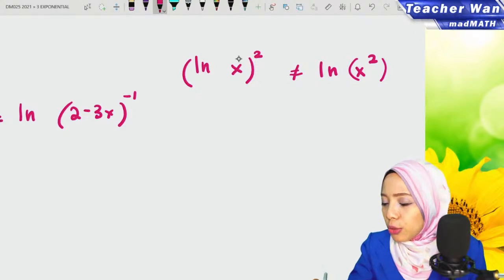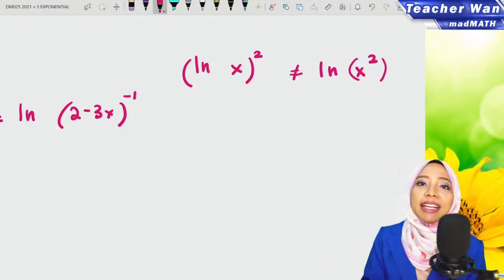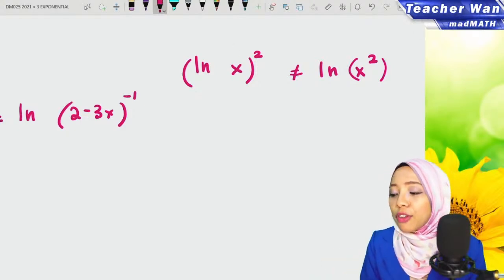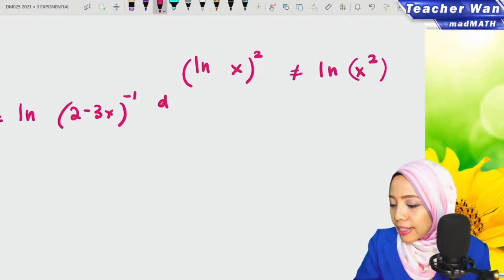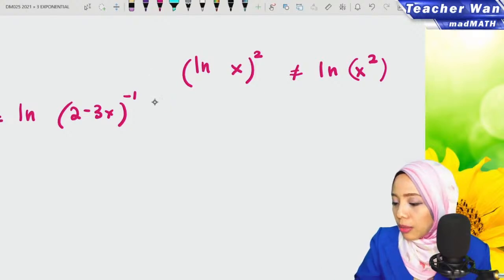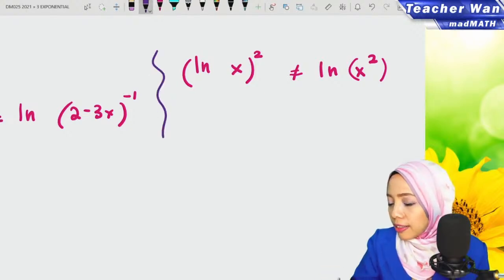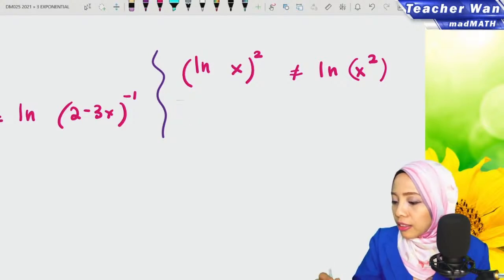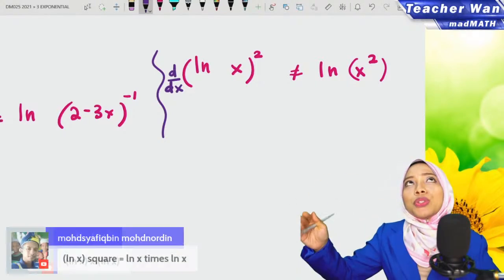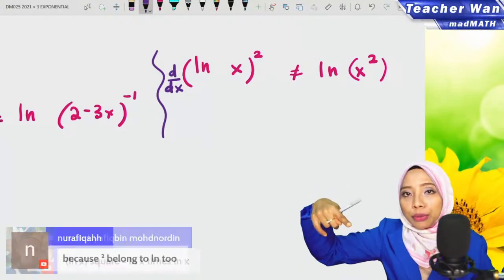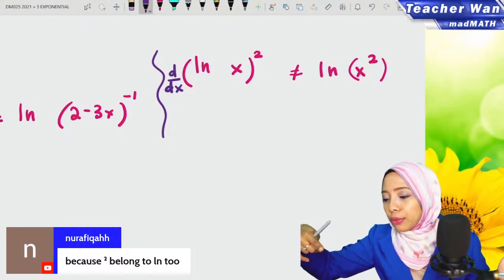So what you gonna do for left hand side and right hand side? Nak guna macam mana? If we are going to find the derivative of this, how are you going to find the derivative of this? D dx. Macam mana nak find the d dx here? Sebabkan bracket dia di luar, we can use chain rule, okay? Chain rule, yes, chain rule.